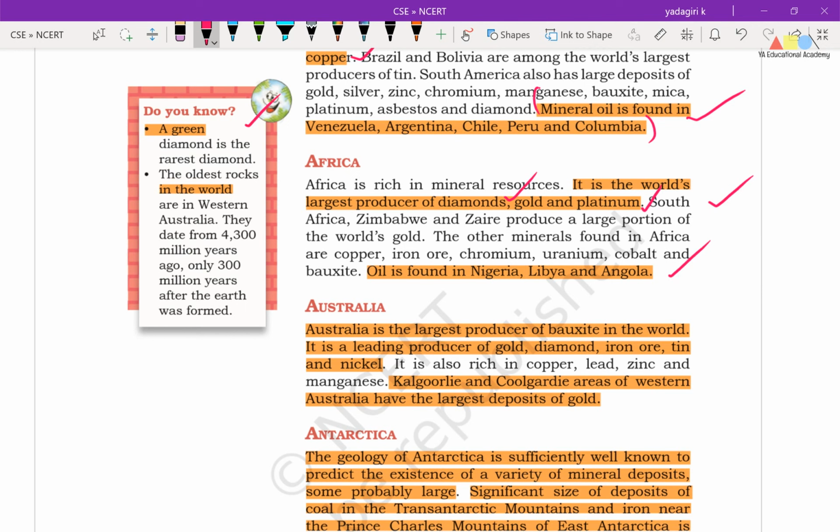Right, friends, here is one more fact, that is about a green diamond. Friends, it is the rarest diamond. The oldest rocks in the world are in Western Australia. They date from 4,300 million years ago, only 300 million years after the world was formed. So these are two important facts.